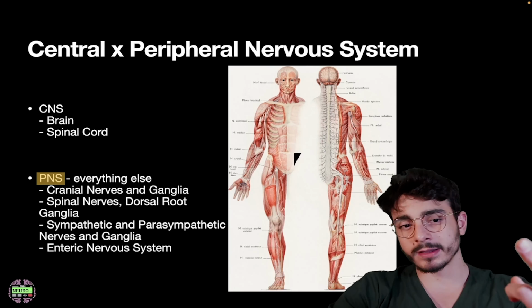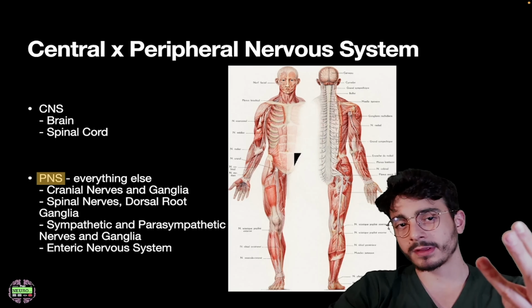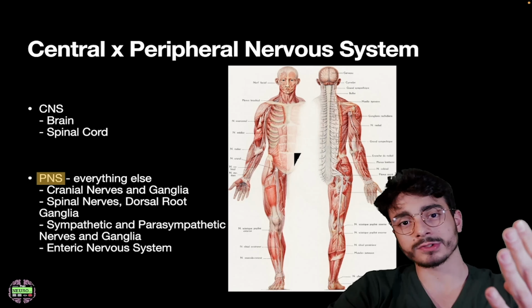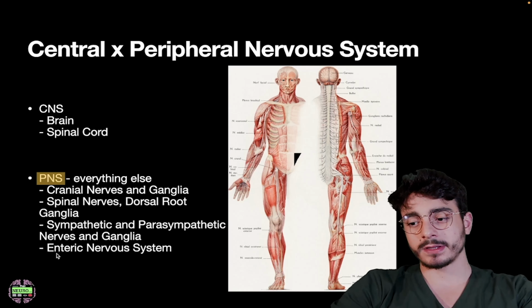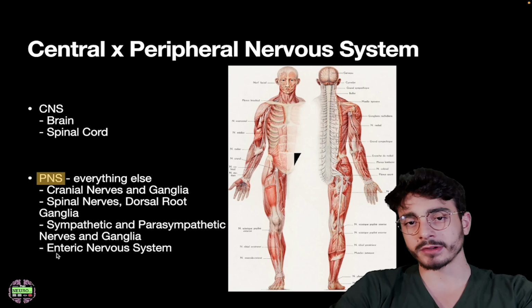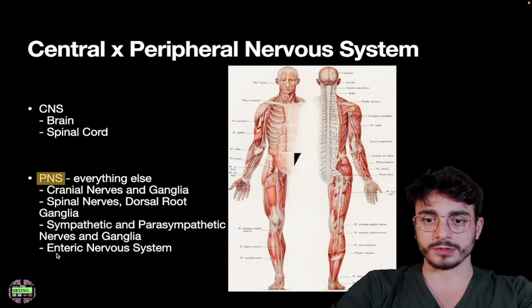Cranial nerves and ganglia, spinal nerves and dorsal root ganglia, for example, sympathetic and parasympathetic nerves and ganglia, and also the enteric nervous system. Now, about the enteric nervous system, there are actually lots of studies nowadays about the influence of the enteric nervous system and the relationship between them and neurodegenerative diseases. I think it's really interesting and you should just check it out online. You can just Google it. There are lots of articles right now going on about this. It's a tip for you.